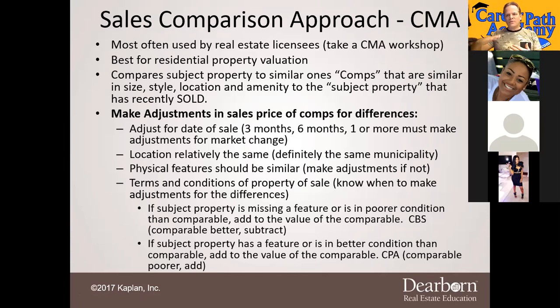You've got to see, has the market been rising? If so, you're going to have to make an adjustment a little bit higher for that, or if the market's been falling, you may have to deduct a little bit more. So the timeline plays a difference in the adjustments for the prices too. So you should look for homes as comps that have sold in the last 3 to 6 months. The location should be relatively the same. Keep it in the same municipality for sure.